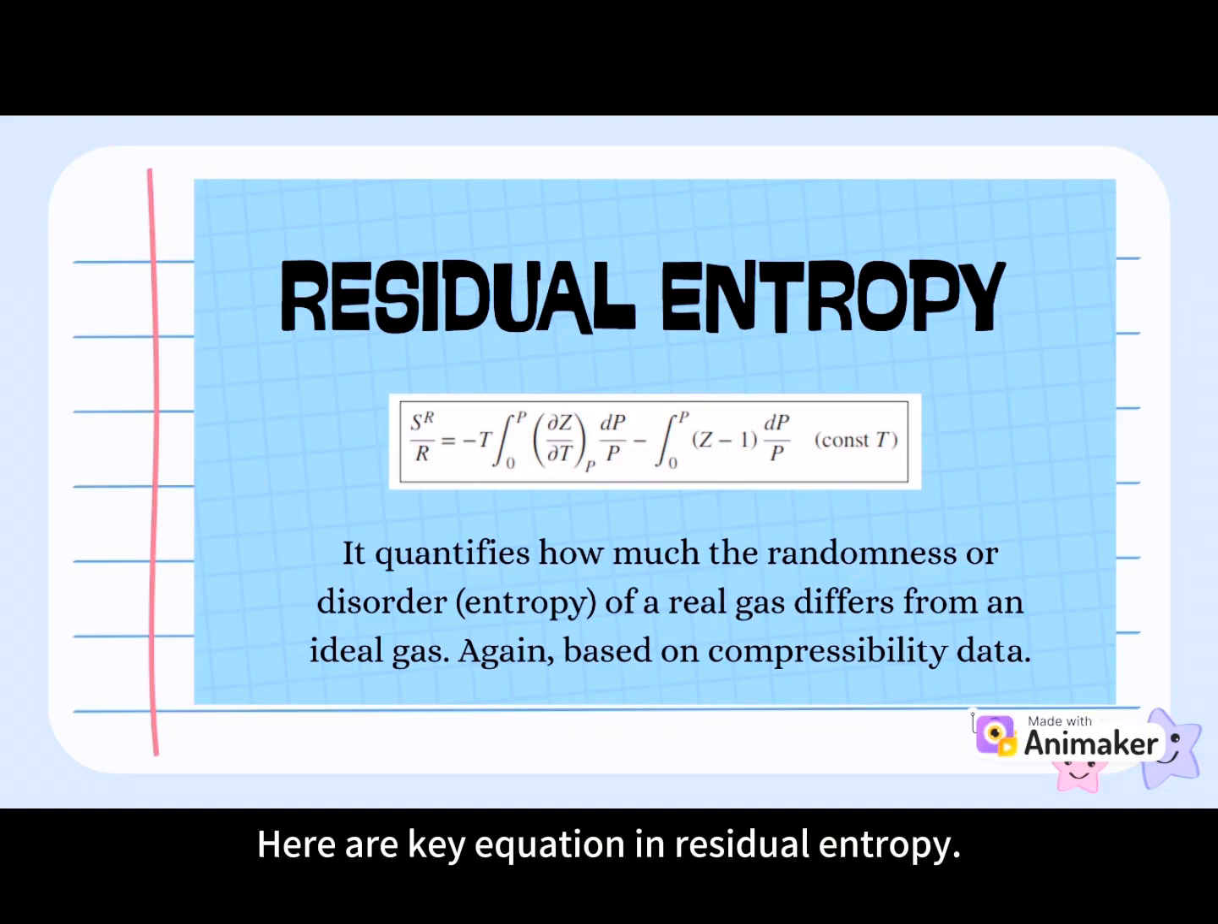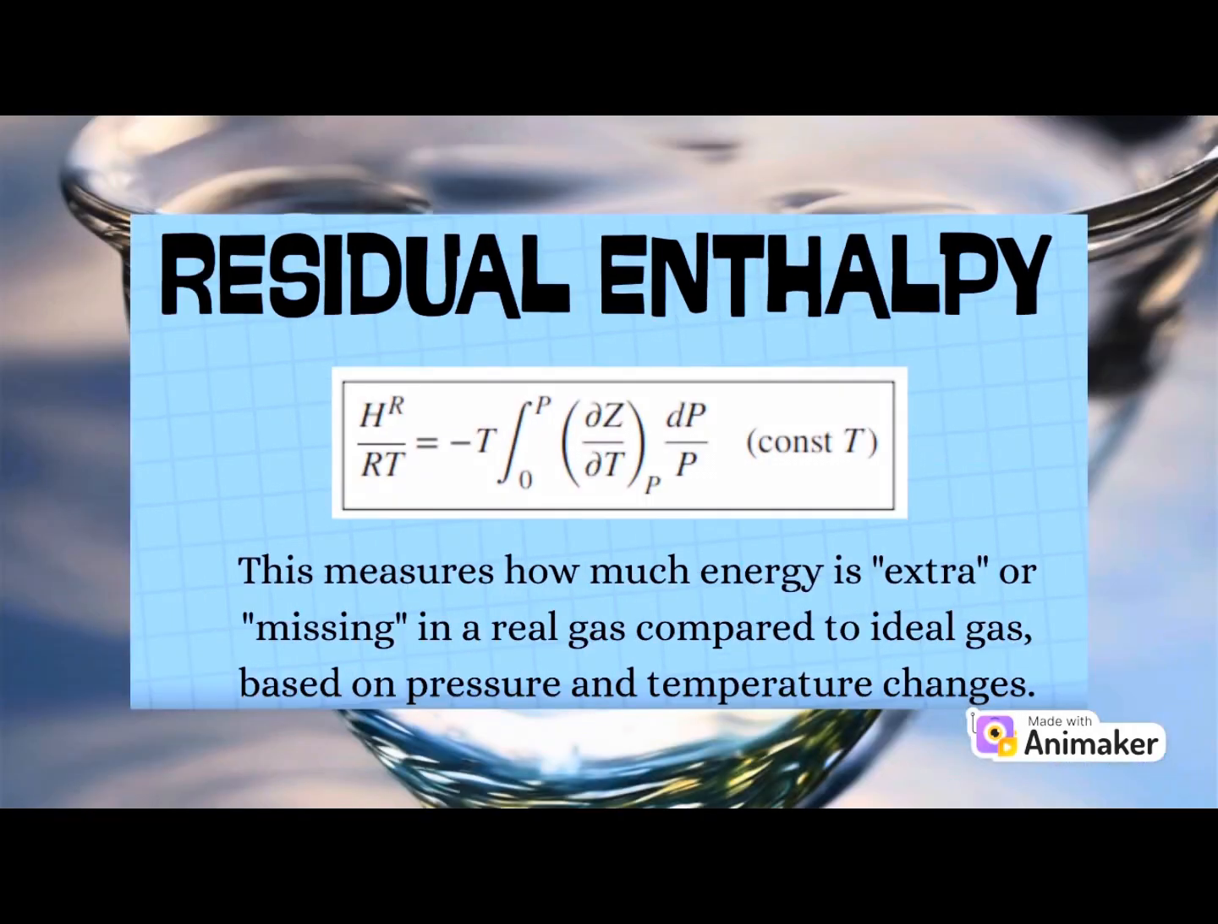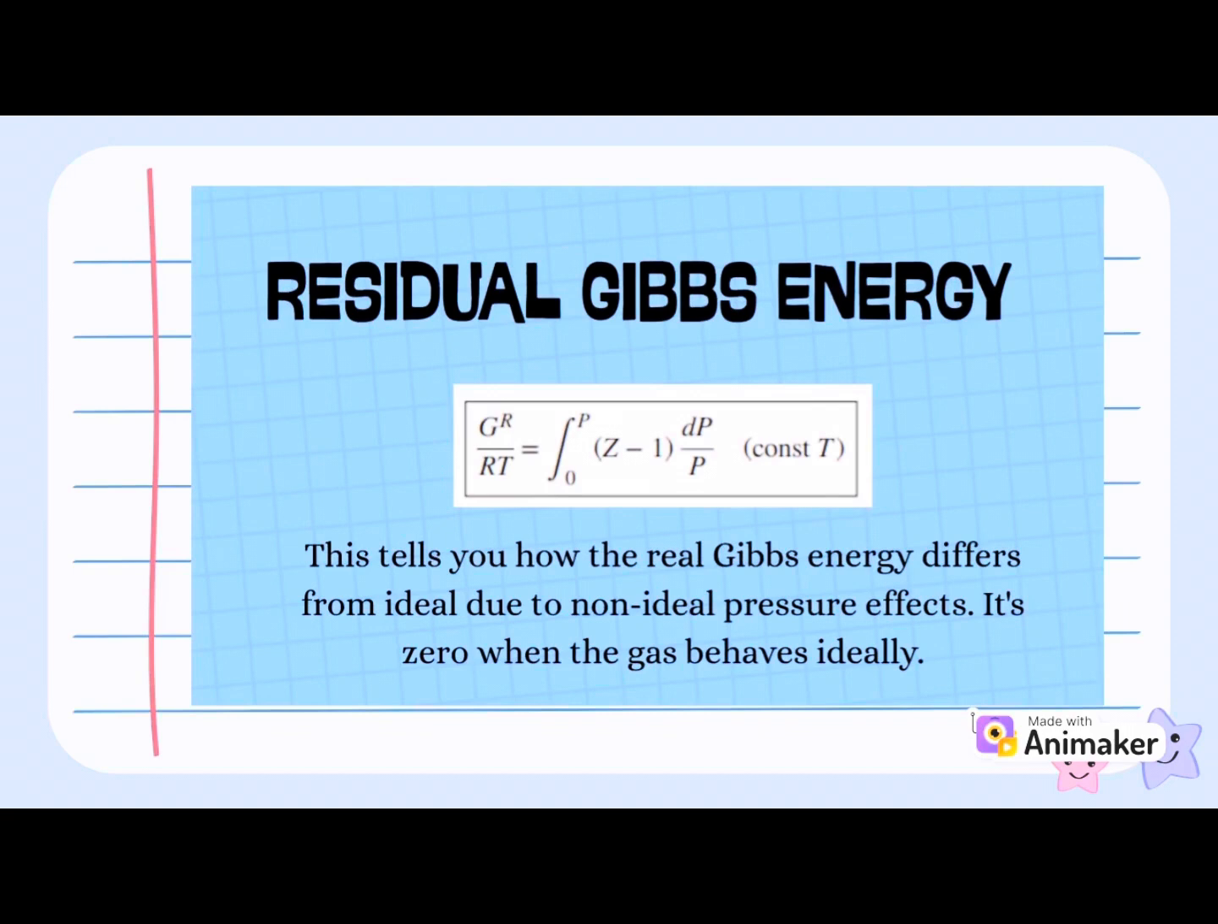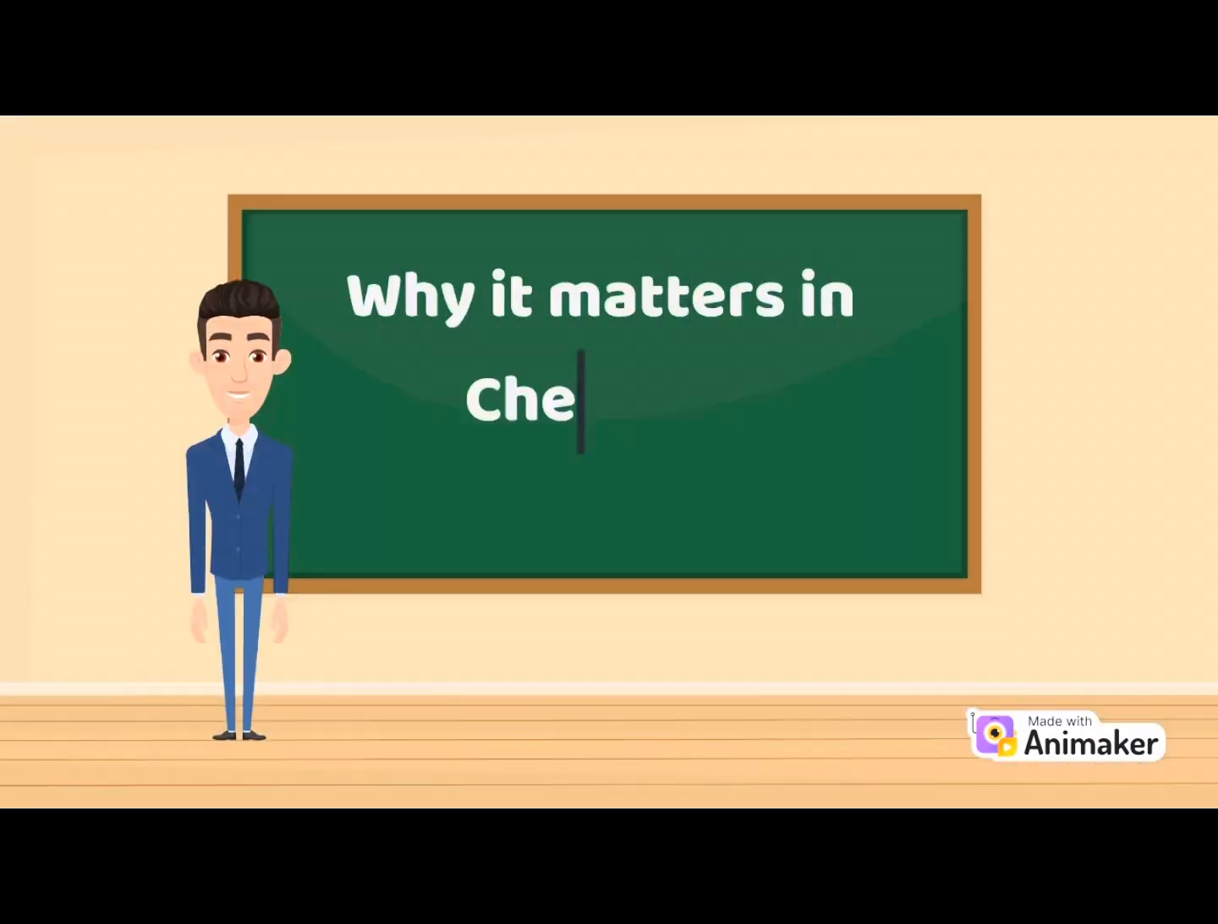Here are the key points. Residual entropy quantifies how much the randomness or disorder, entropy, of a real gas differs from an ideal gas, based on compressibility data. Residual enthalpy measures how much energy is extra or missing in a real gas compared to an ideal gas, based on pressure and temperature changes. And residual Gibbs energy tells you how the real Gibbs energy differs from ideal due to non-ideal pressure effects. It's zero when the gas behaves ideally.